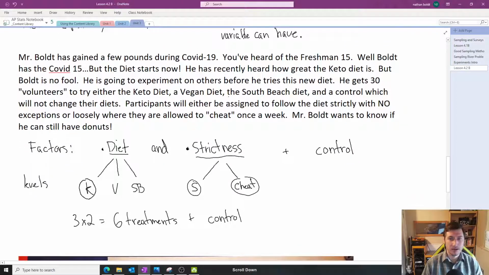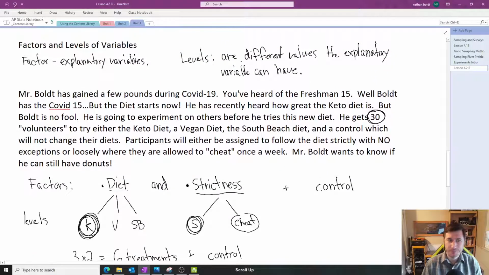Let's see here. All right, Bolt. 30 people here. All right, if I got 30 people and I had 6 treatments plus a control, I'm only having maybe 5 people do each type of diet. That's not too bad. If I have 5 people being strict on the keto diet and they all had success, I doubt that would be because of chance. That might be a little low. 30 might be a little low. If I'm having 6 treatments, 30 might be a little low. I might want to up that to maybe 100. Then I'd be pretty good.